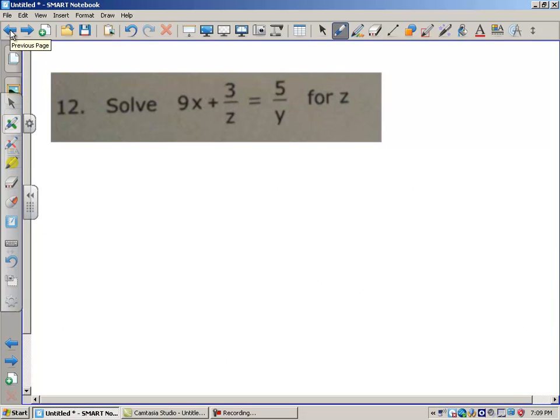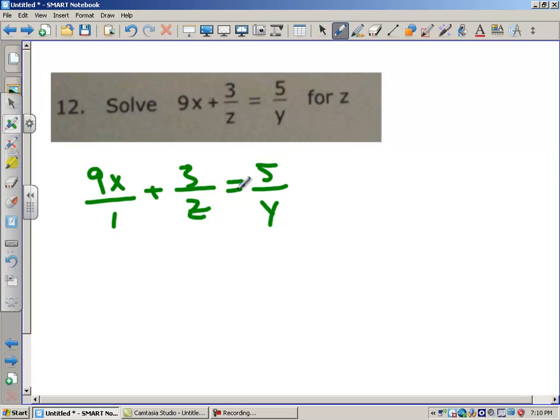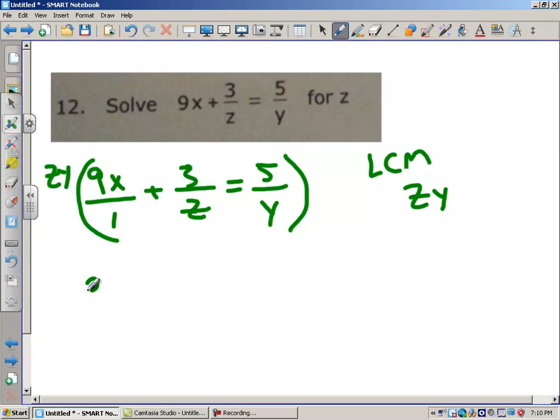Alright, and then the last one, we want to solve this for z. So we've got 9x over 1 plus 3 over z equals 5 over y. I'm going to do the same thing here. I'm going to multiply through, because I've got an equal sign, by the least common multiple. And that least common multiple is zy. So I'm going to multiply everything through by zy. So on the top, it's going to give me 9xyz. That's sort of funny. In the second fraction here, the z's cancel and you get 3y. And then on the other side of the equal sign, the y's cancel and you get 5z.